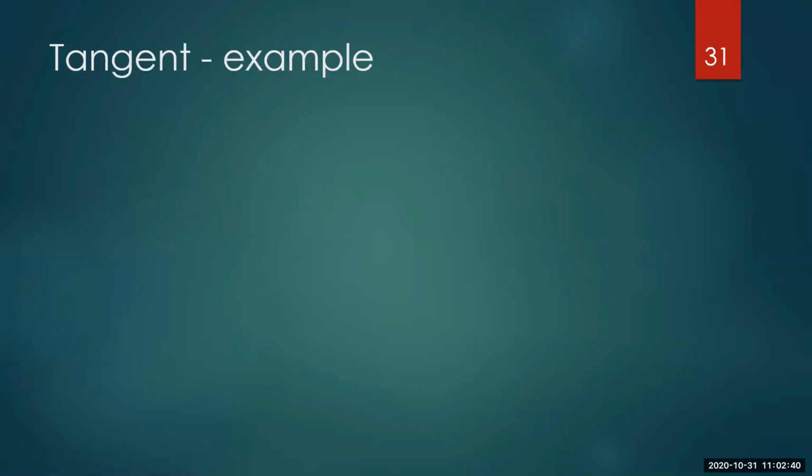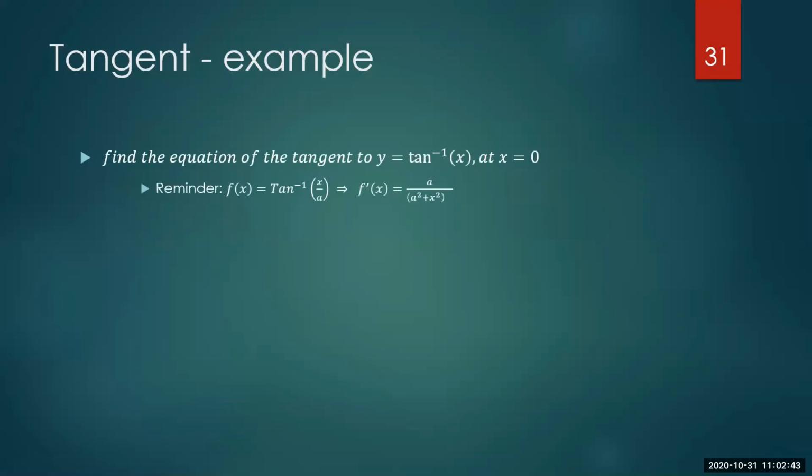Let's do an example. Find the equation of the tangent to y is equal to arc tan of x at x equal to 0. Here's a reminder: if f of x is equal to the arc tan of x over a, then f dash of x is equal to a over a squared plus x squared. So if f of x is equal to the arc tan of x, f dash of x is equal to 1 all over 1 plus x squared. That's the differentiation piece done.